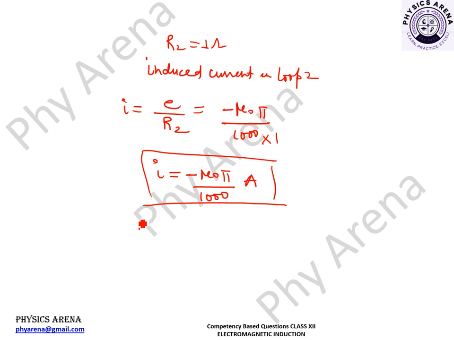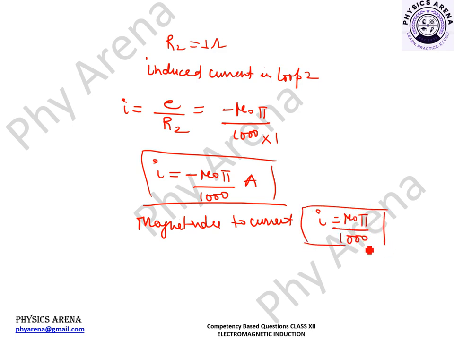And if we want the magnitude of current, then it will be I is equal to mu naught pi divided by 1000. This minus sign tells us that this induced current is in such a way that it will oppose the cause of its production. That is Lenz's law.